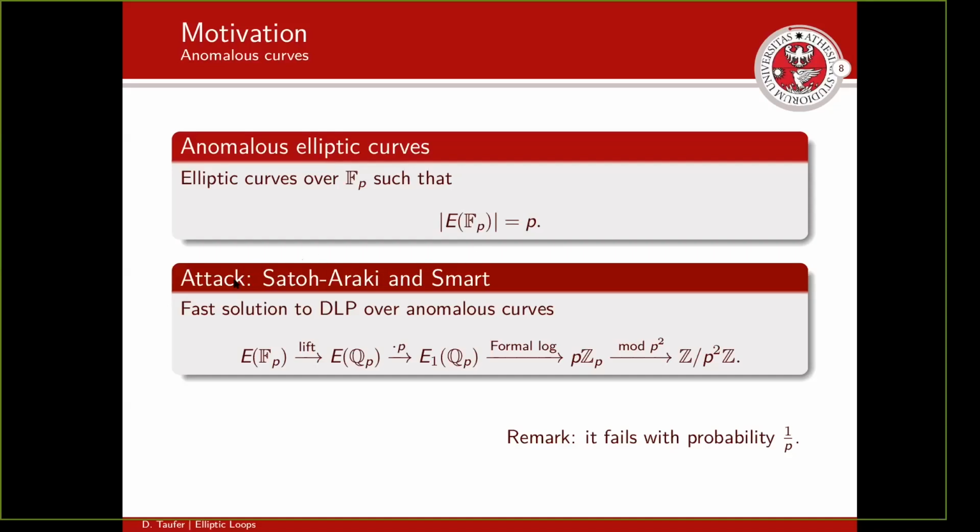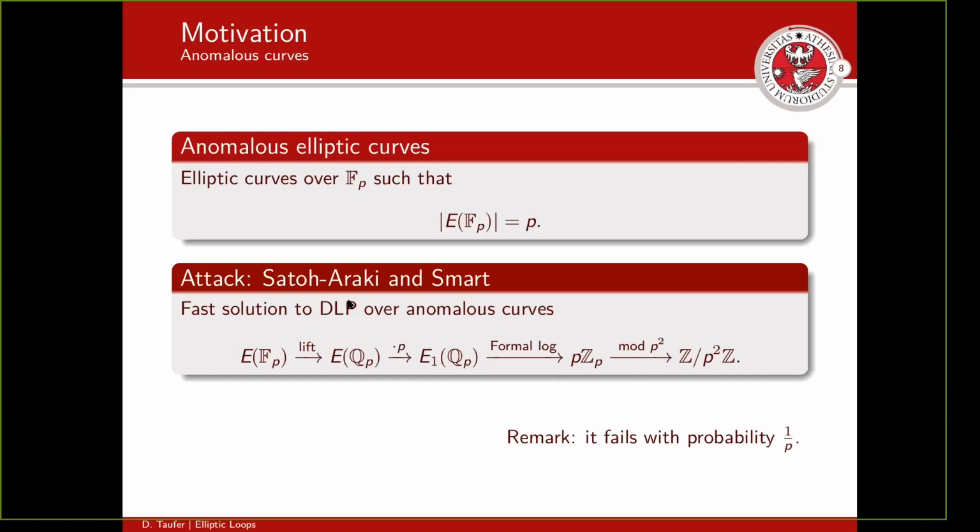This attack is due to Satoh, Araki, and Smart, and it consists of lifting the starting point of a curve to Q_p, the field of p-adic numbers. Then you multiply by p the result you found. You apply the formal logarithm, which is a map that is well defined, even completely well defined in Silverman and many other references. And then you mod out the result, and you end up in this ring here.